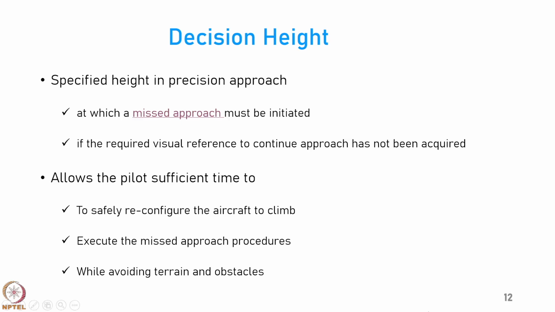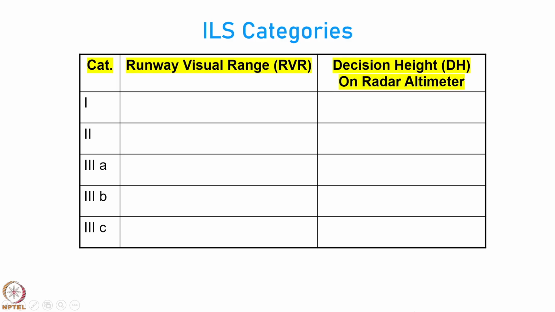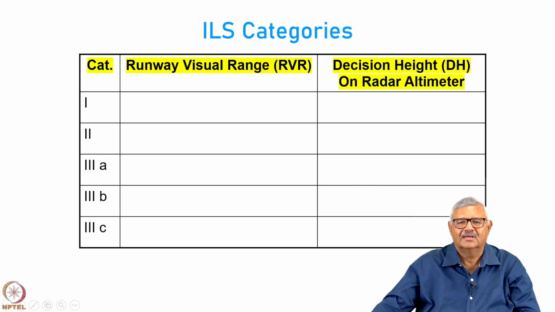So, when you look at these two parameters, the decision height and the runway visual range, these two parameters are utilized to decide the category of the ILS system. You have ILS systems of category 1, 2 and 3, and category 3 is subcategorized as 3A, 3B and 3C. So, in short, you have 5 categories of ILS system based on the value of the runway visual range RVR and the decision height on the altimeter or DH.